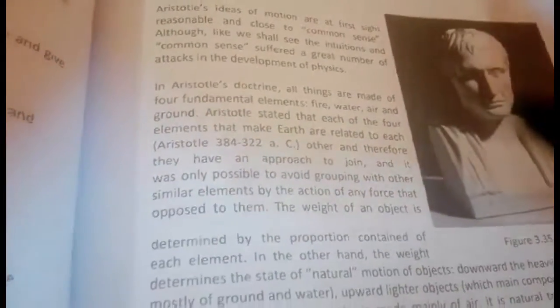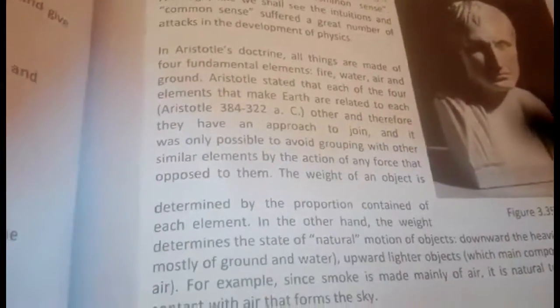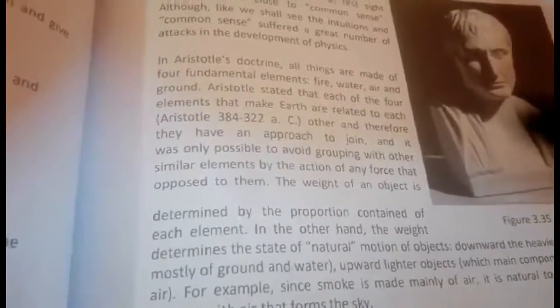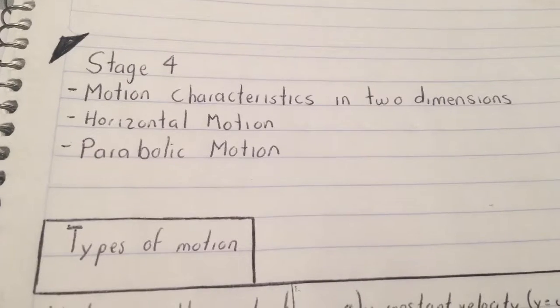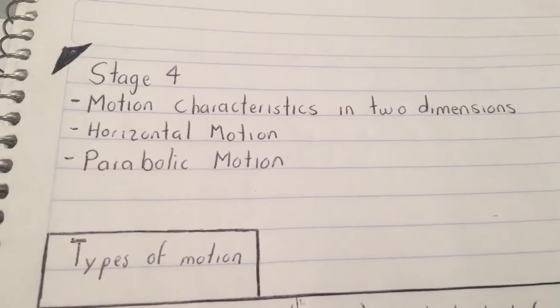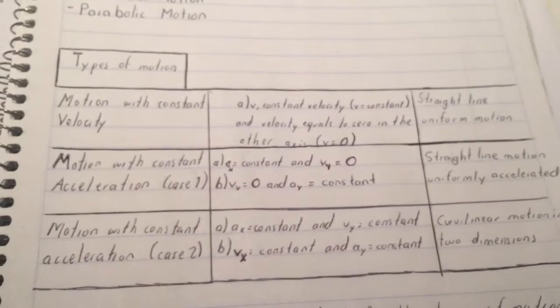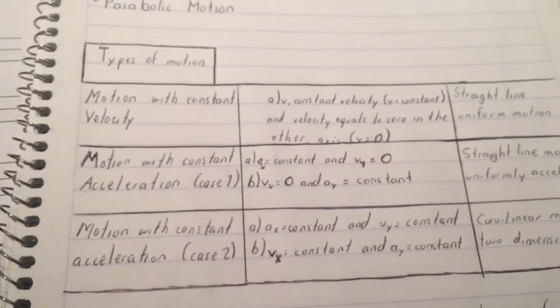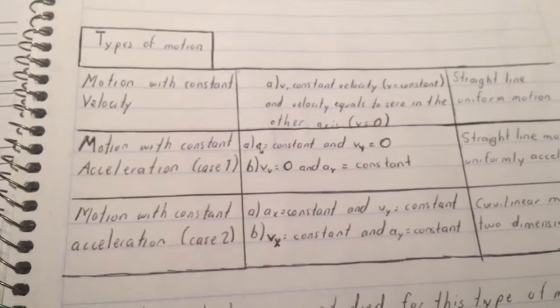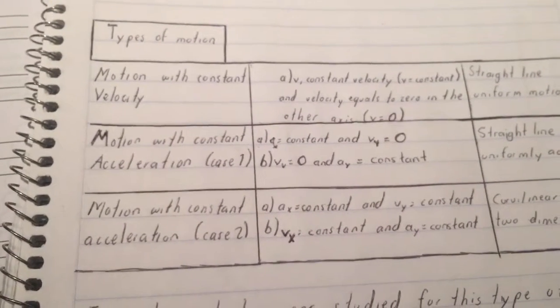The weight of an object is determined by the proportion contained of each element. In stage number 4, we saw motion characteristics in 2 dimensions, horizontal motion and parabolic motions. We have 3 types of motion: motion with constant velocity, motion with constant acceleration in one case, and motion with constant acceleration in the second case.